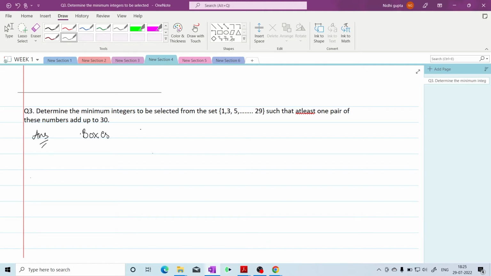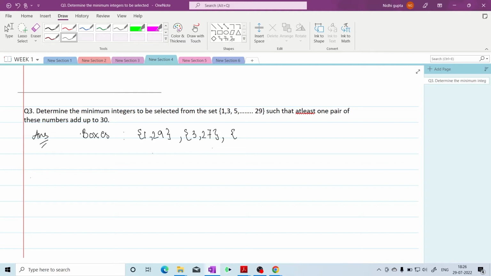First we can collect all those numbers which can make the summation 30, like 1 and 29, 3 and 27, all these. And from there we'll select one from each. The moment we select one more other than this, how many boxes can we make? One more extra we select, it becomes this. Yes, very good. So this is right.